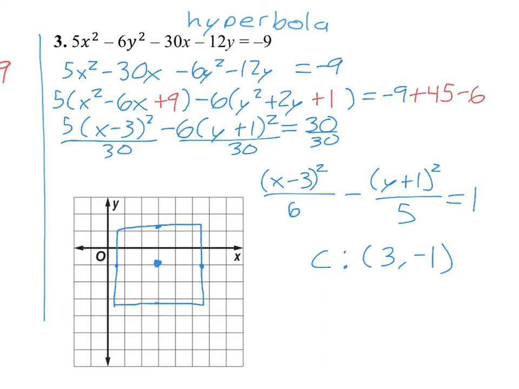Then I need to draw the diagonals of the box. Those would be my asymptotes. All right, and then my hyperbola is horizontal, so I'm going to do the side. So I do the side of the box, and I aim for the asymptotes. Okay?